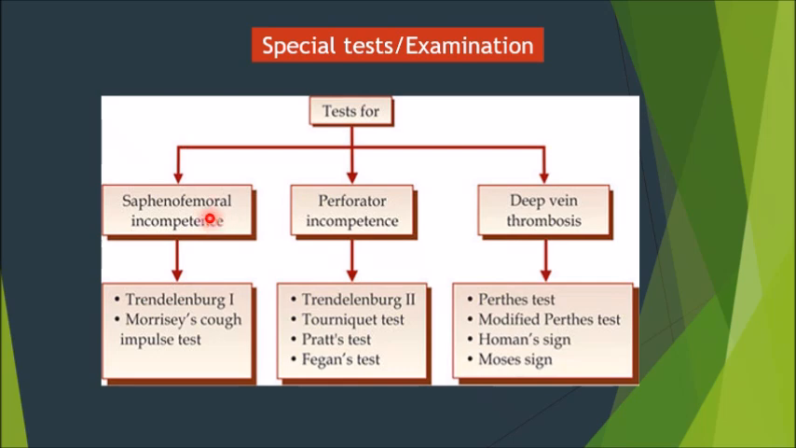For saphenofemoral incompetence, the test done is mainly the Trendelenburg 1 test. Then you have your minor test known as the Morrissey-Scoff impulse test. For deep perforators in the leg, the incompetence can be tested with the Trendelenburg 2 test. Okay, and then you have your tourniquet test. Minor tests will be Pratt's test and Fagan's test. And for deep vein thrombosis, the main test is known as the Perthes test or the modified Perthes test. Minor tests include the Homan sign and Moses sign.